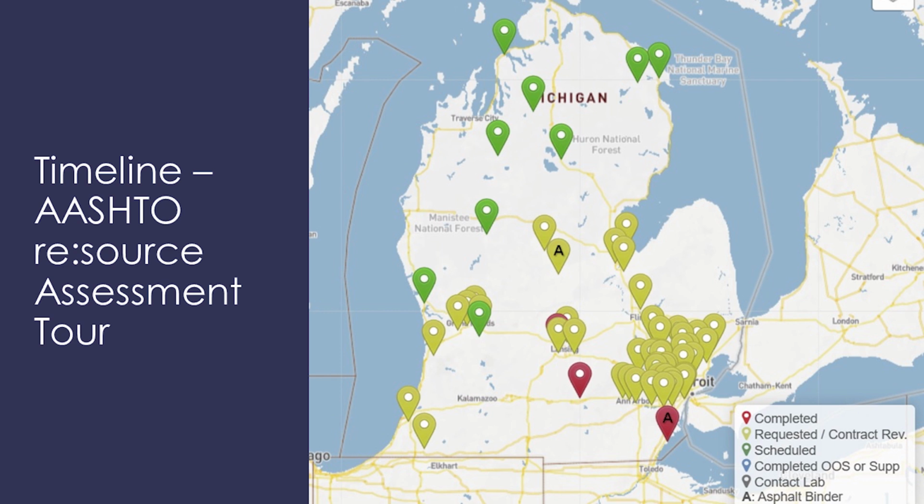Just looking at all the labs on this map of Michigan, I thought I'd give a little detail about how we pick and choose which ones go first. Our assessors are instructed to pick and choose labs that have what we call higher intervals. That just means it's been longer since they've had their last assessment.